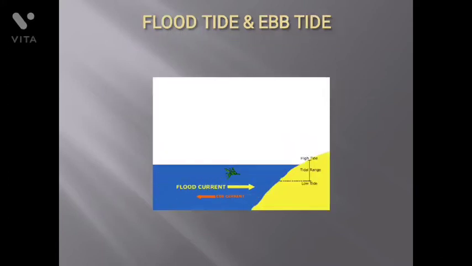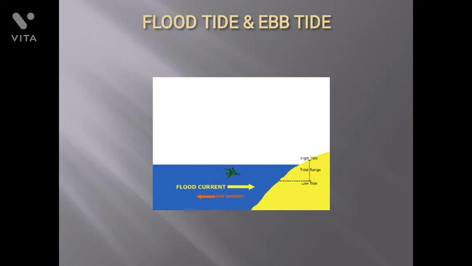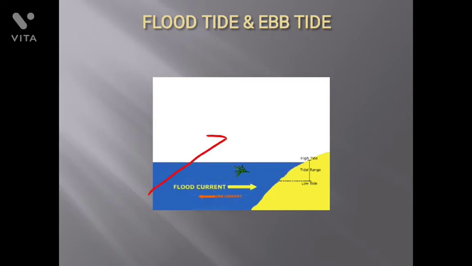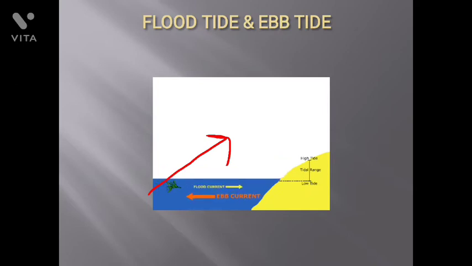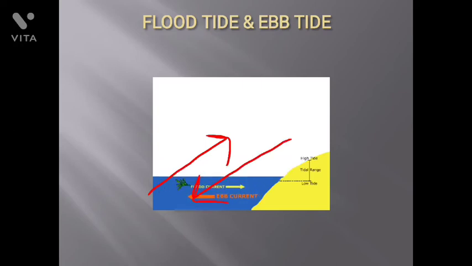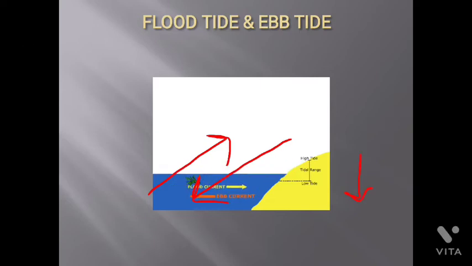From this animation, the migration of tidal water from low water level towards high water level and from high water level towards low water level is easily understood. If the water migrates from low tide to high tide, then this is called flood current. And if the water migrates from high tide to low tide, then it is called ebb current. And the vertical thickness between low tide and high tide is called tidal range.